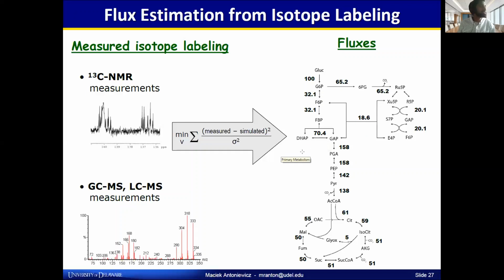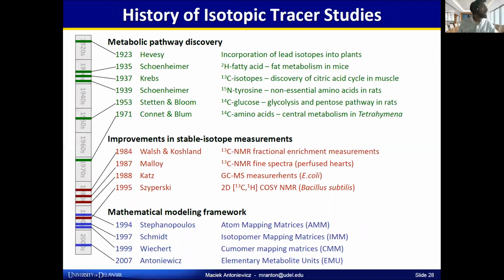So when you do your isotope labeling, you get a particular pattern through each route, and then you can effectively apply a least squares regression approach to say, here are my measurements, this is the fluxes that I'm being told, this is what's simulated, and so I see these differences, and so I'm just going to try to minimize the differences or the sum of differences. And so that is the approach that's taken.